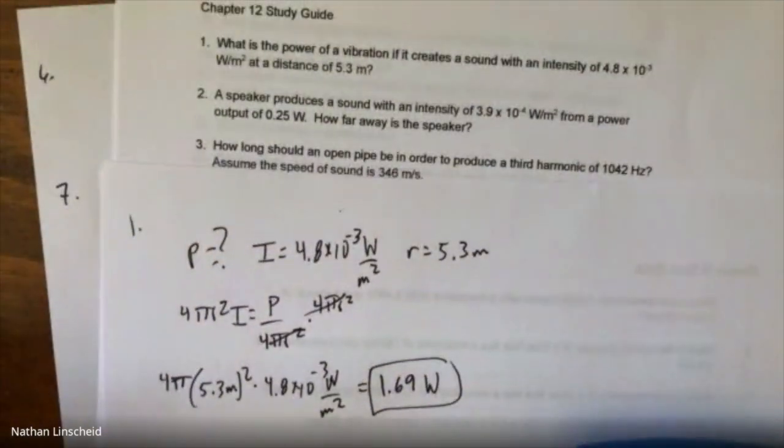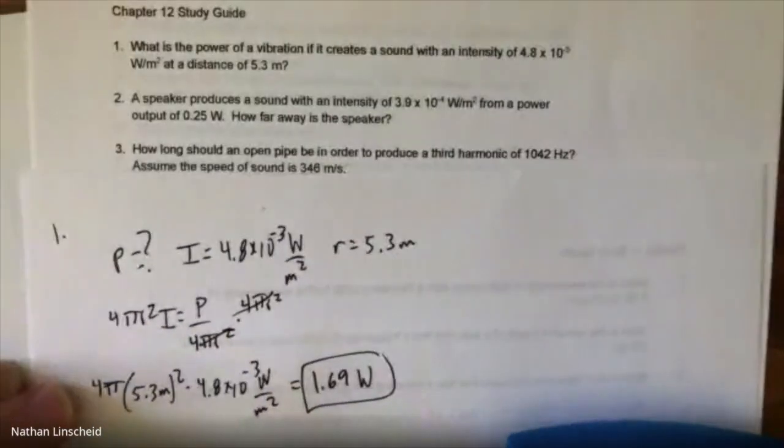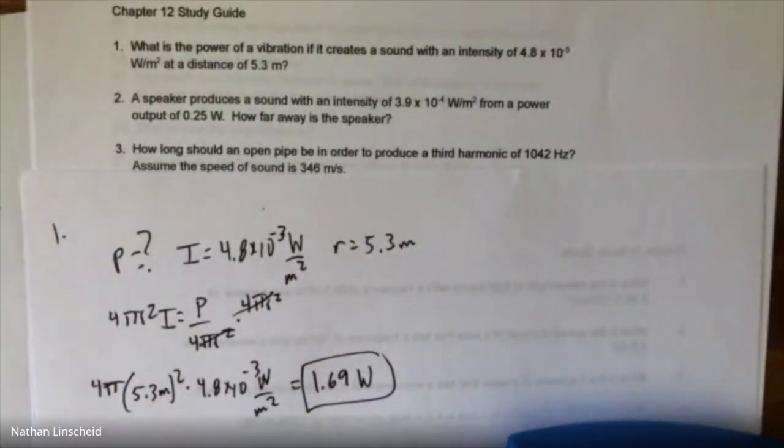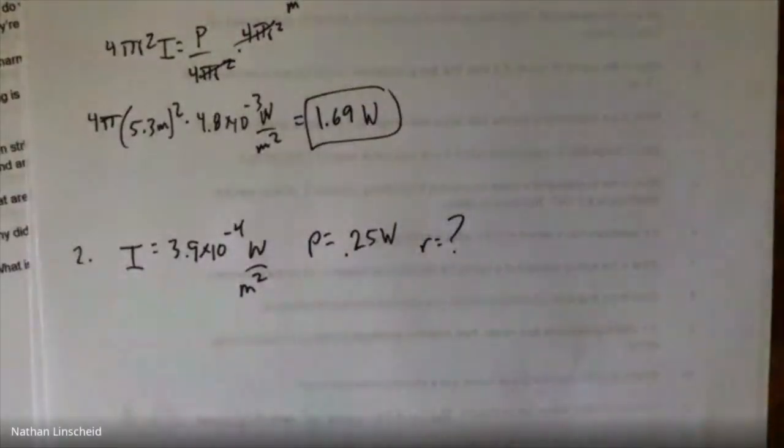Okay, number 2 says a speaker produces a sound with an intensity of 3.9 times 10 to the minus 4th watts per meter squared from a power output of 0.25 watts. How far away is the speaker? All right, so number 2, a speaker produces a sound, intensity I is 3.9 times 10 to the minus 4th watts per meter squared with a power output of 0.25 watts. How far away is the speaker? So we're looking for r.